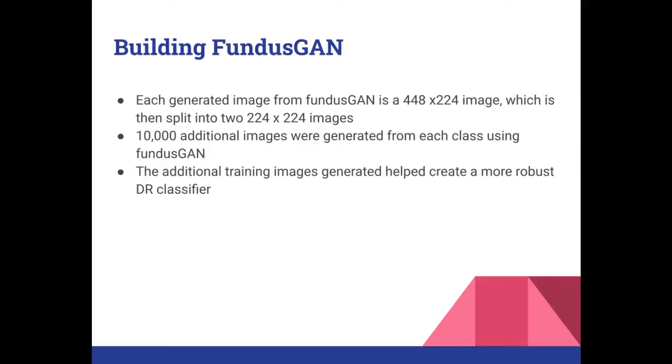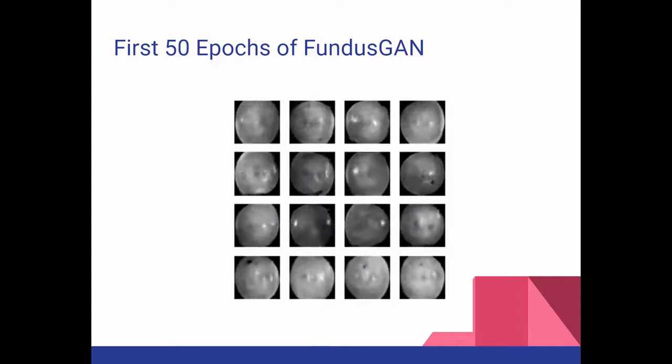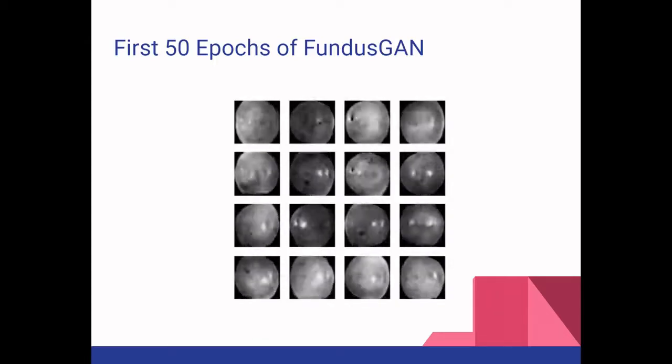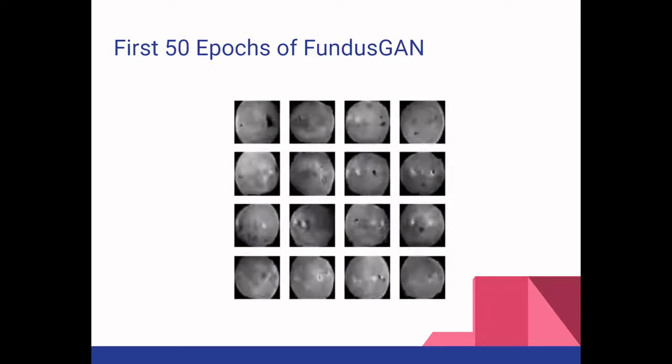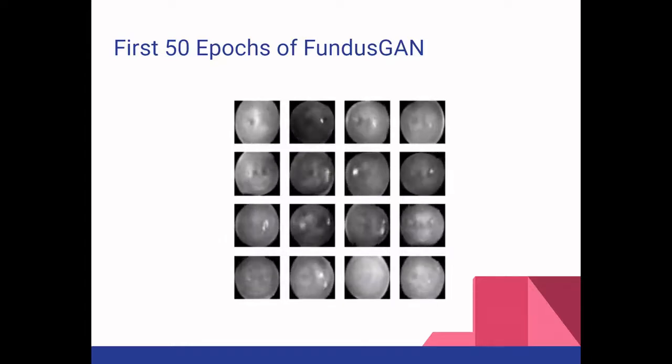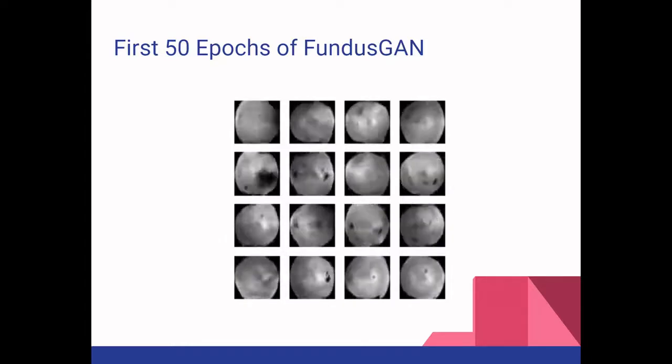And 10,000 additional images were generated for each class using FundusGAN. These additional images help create a more robust diabetic retinopathy classifier. Here we can see the generation for the first 50 epochs of FundusGAN, and we can see the model got better at creating these fundus images. All of the training data was grayscaled and then downsized to 224 by 224.